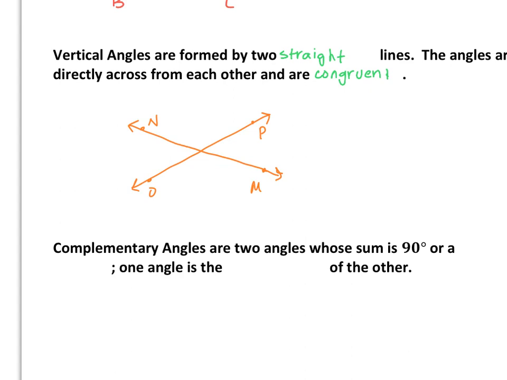Okay, so we got two lines going through. They intersect at this point here. We'll call this A. So then this and this are congruent. That's one set of vertical angles. And this and this are another set. So we would say angle NAP, our napping angle, is congruent to angle OAM. And also angle NAO is congruent to angle PAM. Okay?